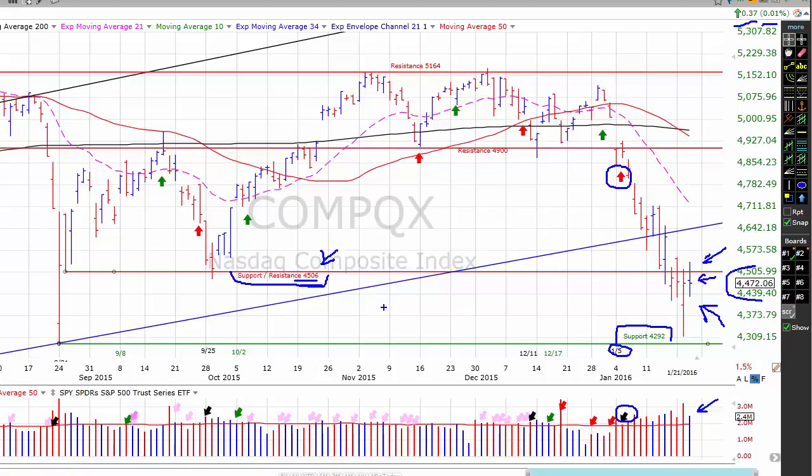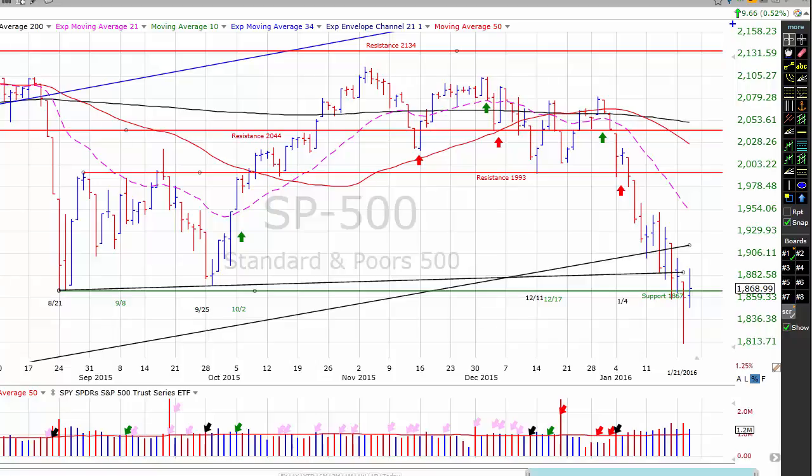Let's see what the S&P 500 is up to. S&P is looking a little bit more bullish than the Nasdaq. We were up 9.66 points yesterday, or just over 0.5%. The S&P closed at 1868, but importantly, S&P closed above this area of support resistance in the 1867 range. That's looking a little bit more bullish. Trading volume yesterday was above average but below the prior day.